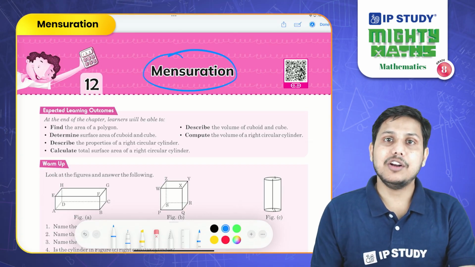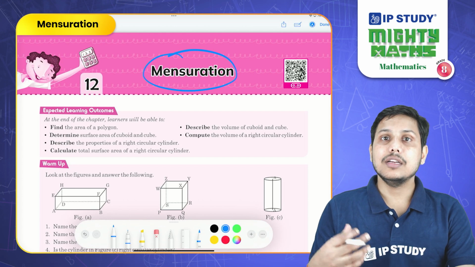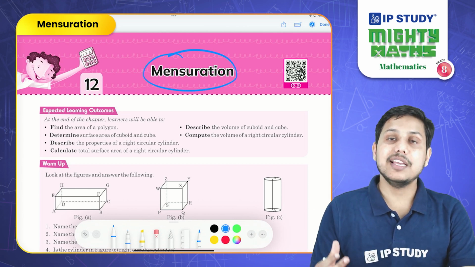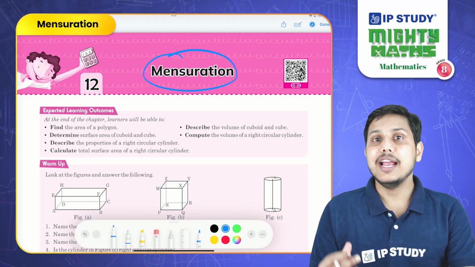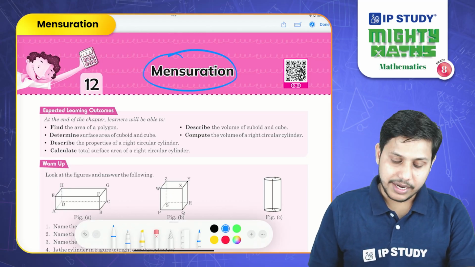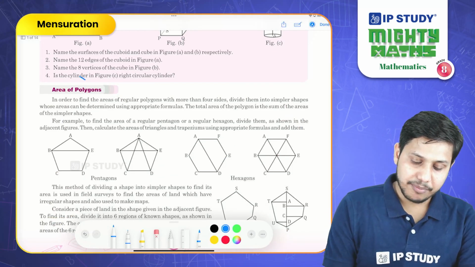Then in the later part of the video, we'll see what is the formula of finding out the surface area and volume of a right circular cylinder and how we can use those formulas to solve our problems. So starting with the first topic, area of polygons.